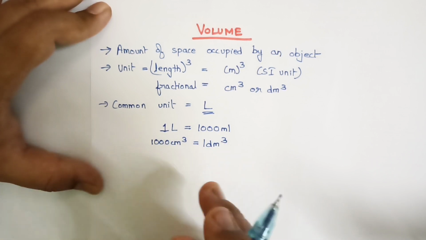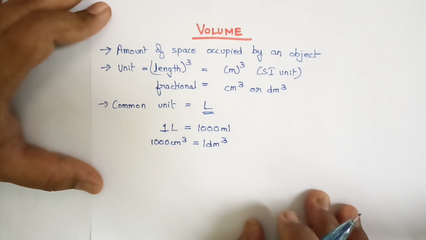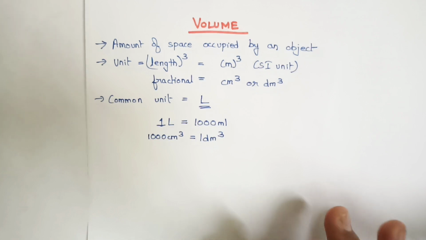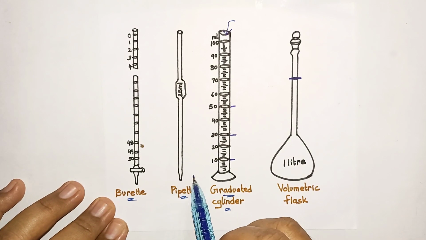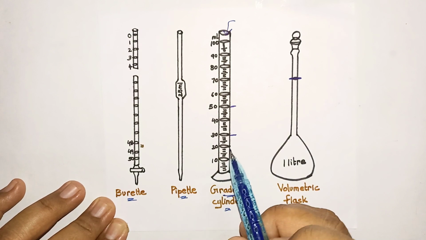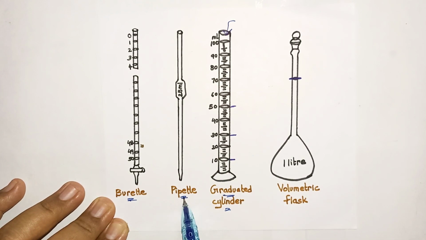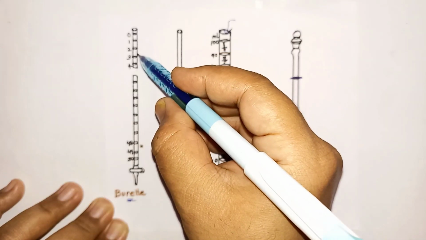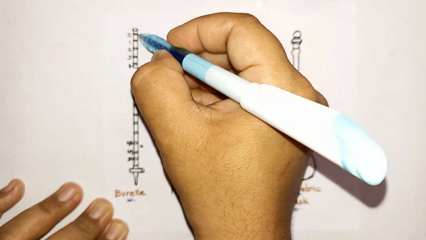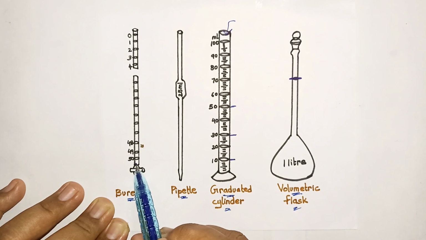Now there are various instruments by using which you can measure the volume. What are those instruments? Let us see. Students, these are the various instruments which are used to measure the volume of any liquid. The first one is burette, second one pipette, third one graduated cylinder, and fourth one is volumetric flask. Now the burette can measure up to 50 ml. It has graduations up to 50 ml, starting from 0 at the top to 50 at the bottom.